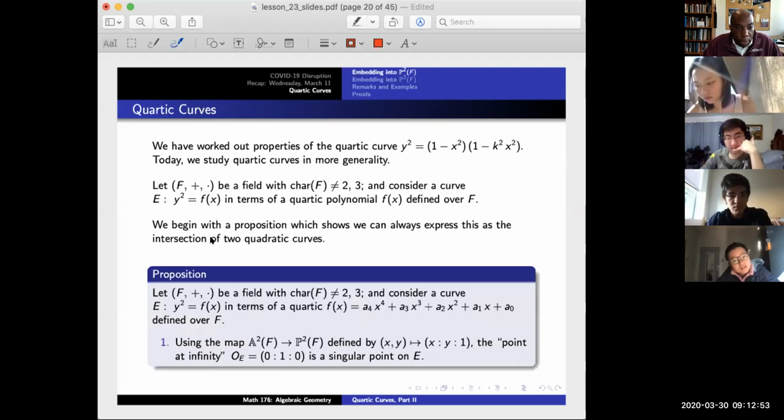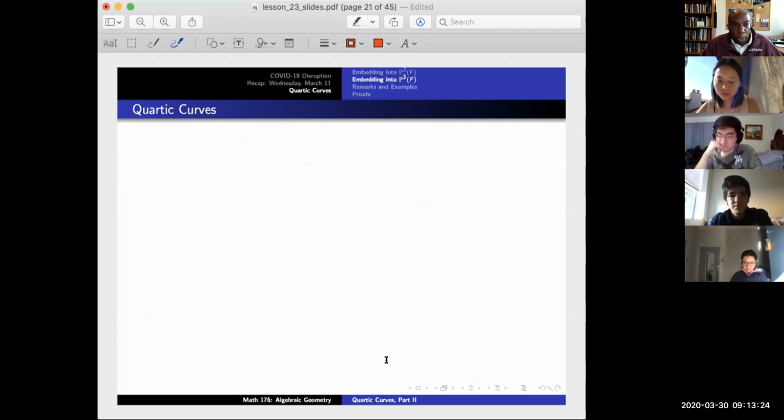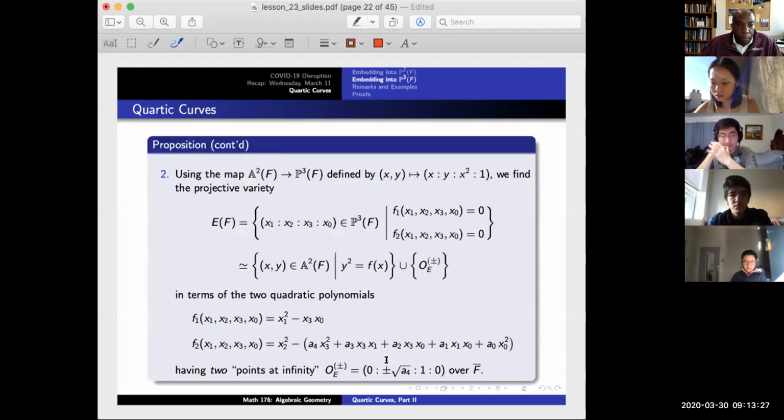The first part of the proposition says that if we just do the naive thing and embed everything into P2, in general, now if you're given any degree 4 polynomial, not just our y squared is equal to 1 minus x squared, 1 minus k squared x squared, but any degree 4 polynomial, then the point at infinity is always a singular point. Again, if you do the naive thing and embed everything into P2, you run into a problem again. So we're not going to do that. The question is, what happens if we embed everything into P3?